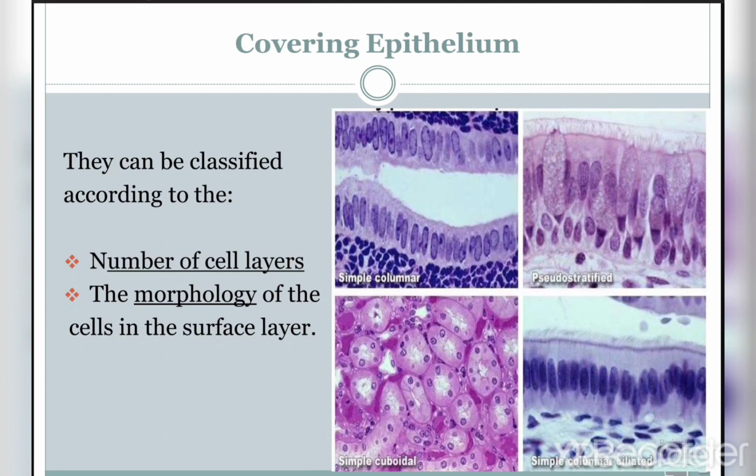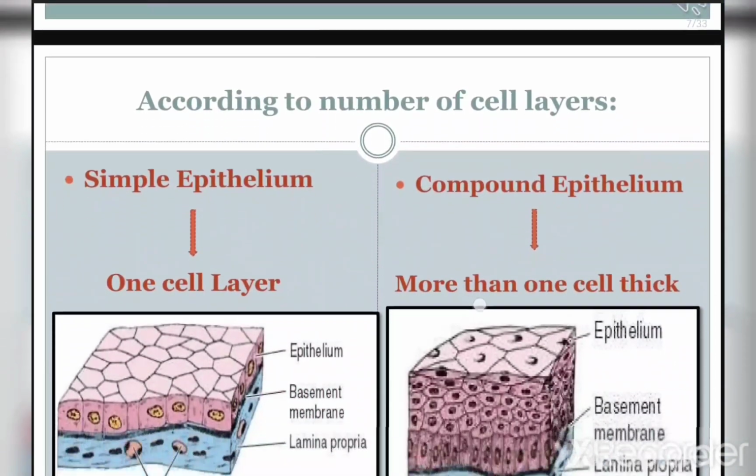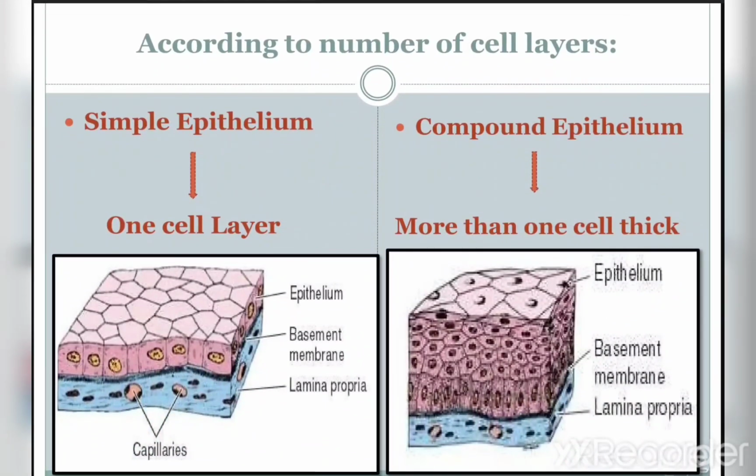For example, the first classification is according to the number of cell layers. Regarding the covering epithelium, we have one classification according to the number of cell layers, because the epithelial cells are usually a group of cells tightly attached to each other, next to each other, forming cellular sheets. So we have either one cell sheet or more than one cell sheet.